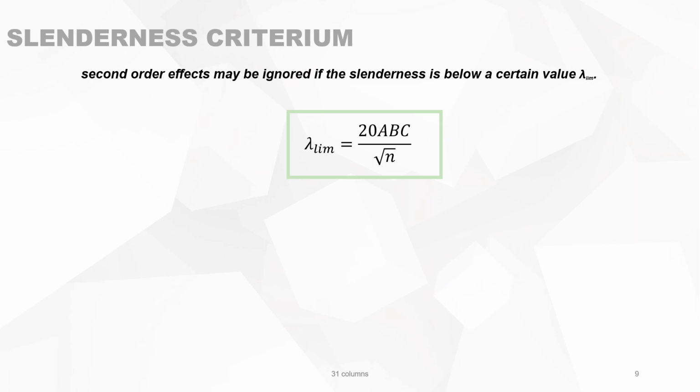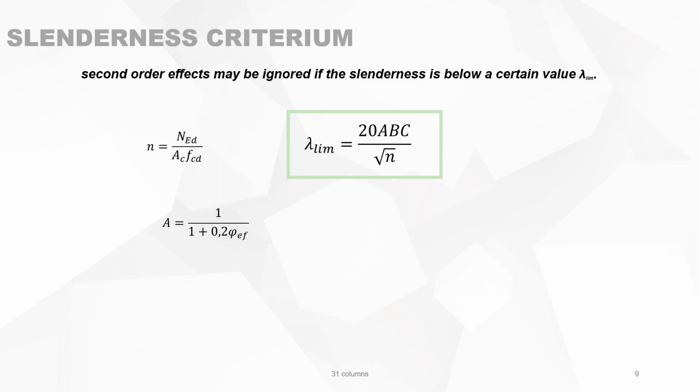Second order effects or buckling may be ignored if the slenderness is below a certain value, lambda limit. And lambda limit is 20 ABC divided by the square root of n. n is the load rate, and it is the axial force in ULS divided by the cross-section of the concrete multiplied by its maximum compressive stress. So n is at most 1, that's the largest value, and that's why we call it the load rate.